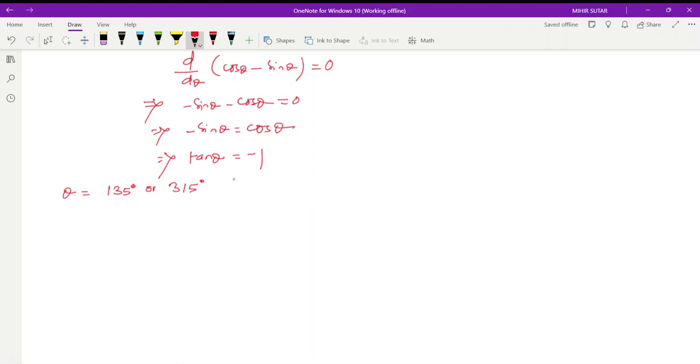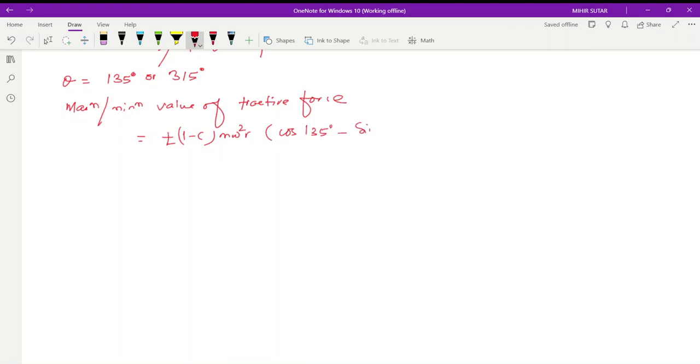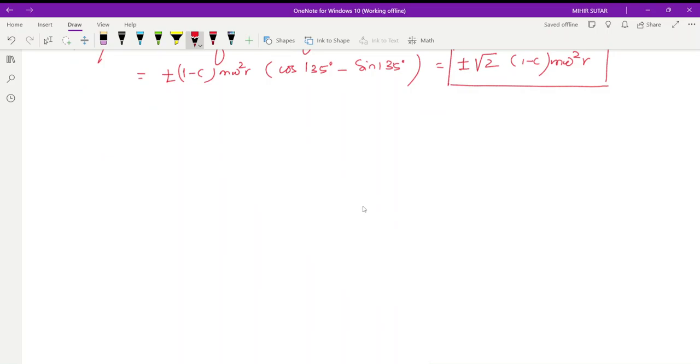Okay. Now the maximum or minimum value of tractive force is plus minus 1 minus c m omega square r cos 135 degree minus sin of 135 degree, which will be equal to plus minus root 2 times 1 minus c m omega square r. Okay, this is the value. Similarly, now we will discuss about the second effect, which is known as swaying couple.